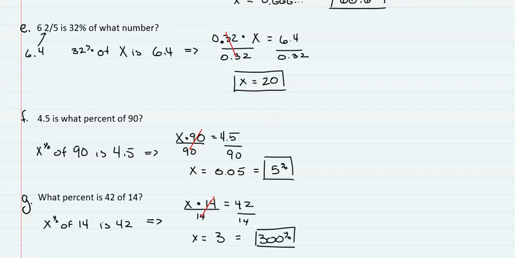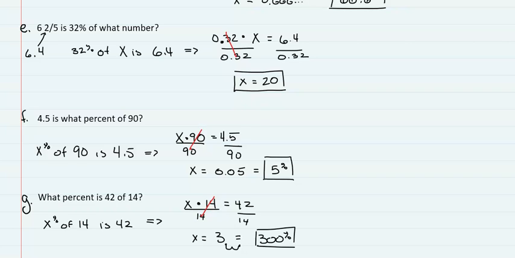All right, F, X percent of 90 is 4.5. So you're going to divide both sides by 90 after you set it up. And you get 0.05, and remember that that needs to be put into percent form. So you move the decimal place 2 places to the right. Same with G. This one was tricky because you're saying X percent of 14 is 42. So the numbers seem backwards, but go with it, and what you get is X equals 3. The decimal point was here, and you're going to move it over 2 places to the right and get 300%.